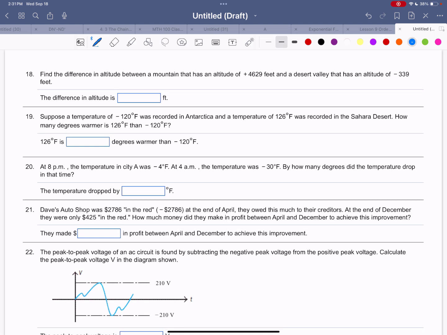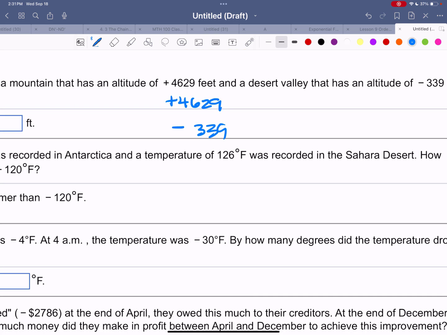Number 18. Find the difference in altitude between a mountain that has an altitude of plus 4629, and a desert valley that is at minus 339. Now, you've got to be really careful here, because if you're not, you might add those together, but you got to think about this.